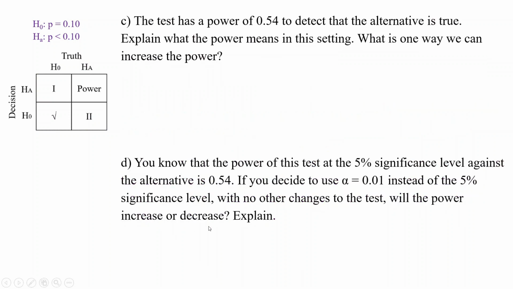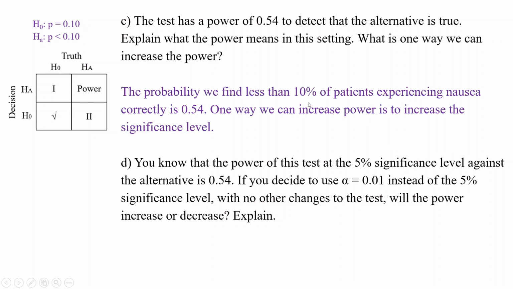Okay, 2 more parts here. Part C. The test has a power of 0.54 to detect that the alternative is true. Explain what the power means in this setting and what is one way we can increase the power. Okay, so the power, this is a probability, right? 0.54. And power is all about making the correct decision to reject the null when we are supposed to. So we say the probability we find less than 10% of patients experience nausea correctly is 0.54.